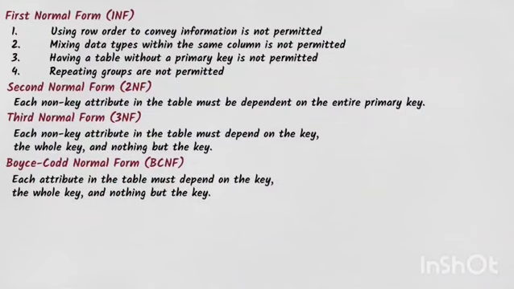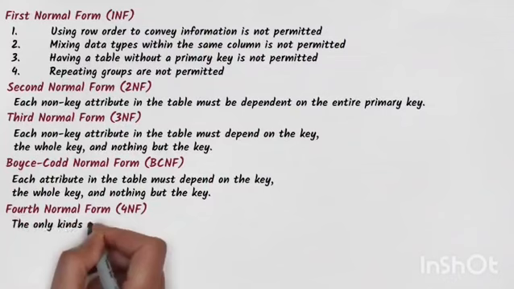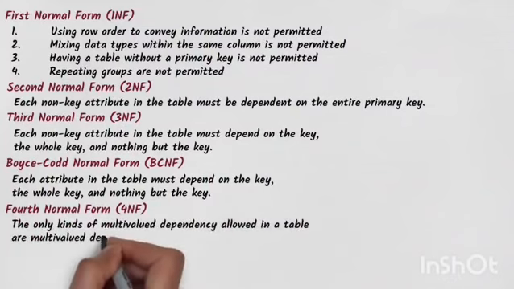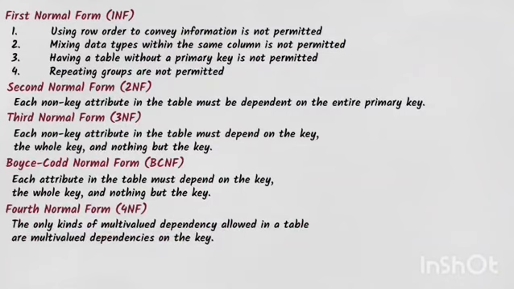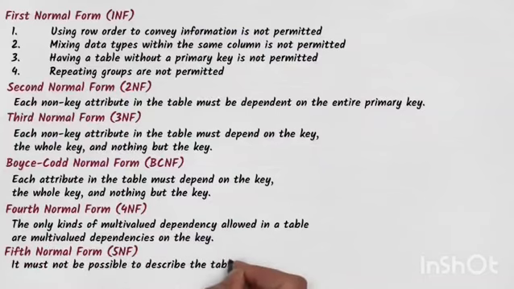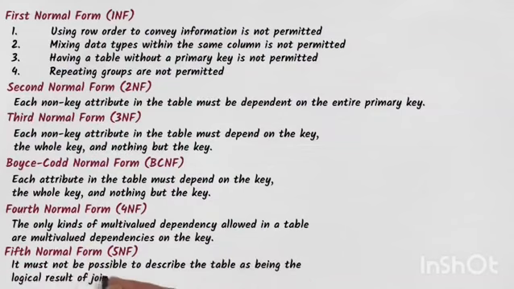The rule for 4th normal form is that the only kinds of multi-value dependency we're allowed to have in a table are multi-value dependencies on the key. Finally, the rule for 5th normal form is it must not be possible to describe the table as being the logical result of joining some other tables together.